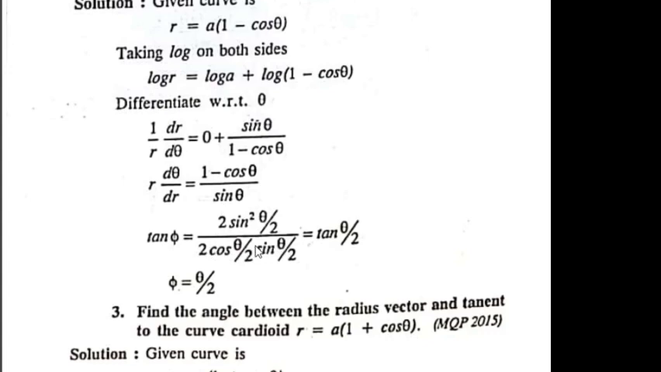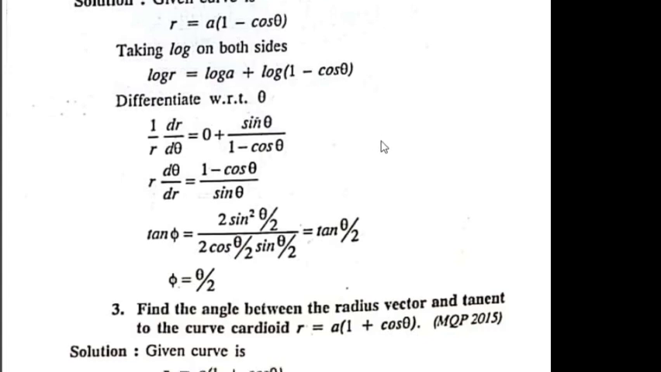So in this case one sin theta by 2 and one sin theta by 2 get cancelled and 2 gets cancelled. And what remains? One sin theta by 2 in the numerator and one cos theta by 2 in the denominator. So sin theta by 2 over cos theta by 2 is tan theta by 2. So here we get tan phi is equal to tan theta by 2. So both tan will get cancelled, so phi is equal to theta by 2. So this is the angle between the radius vector and the tangent for the given curve r is equal to a into 1 minus cos theta.